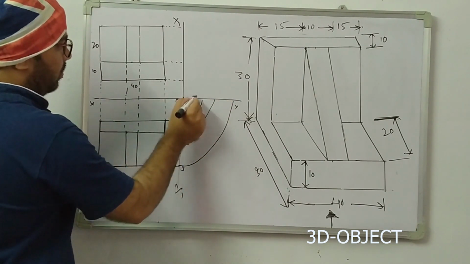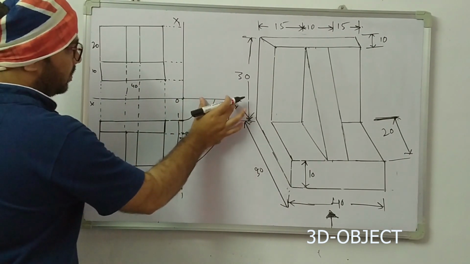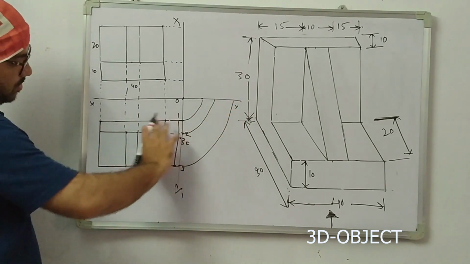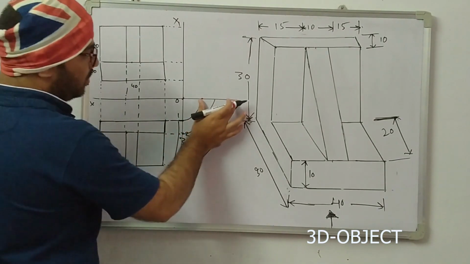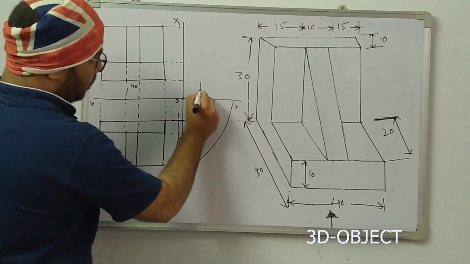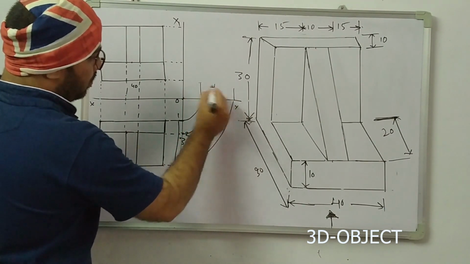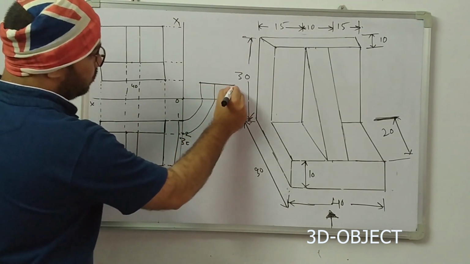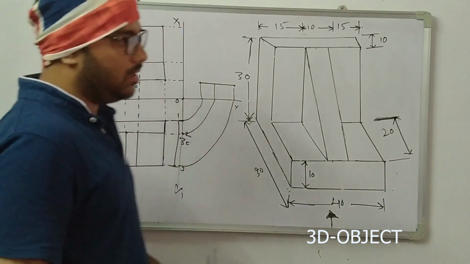Now at this height we are shifting. So what is this distance? This distance is how much? 30. So similarly this will be 30. So draw the projection lines. Now here to here it is how much? It will be 30.